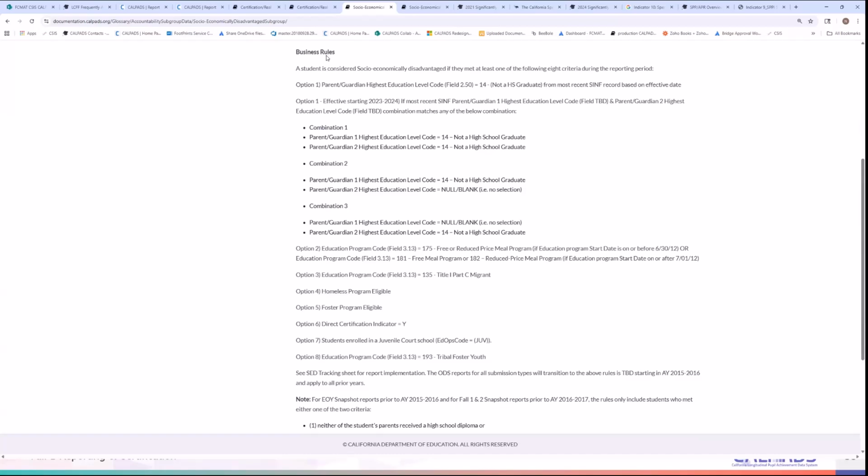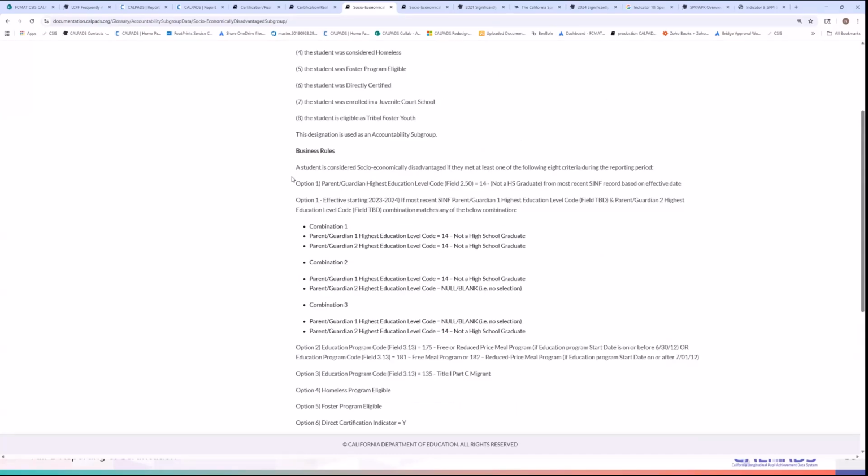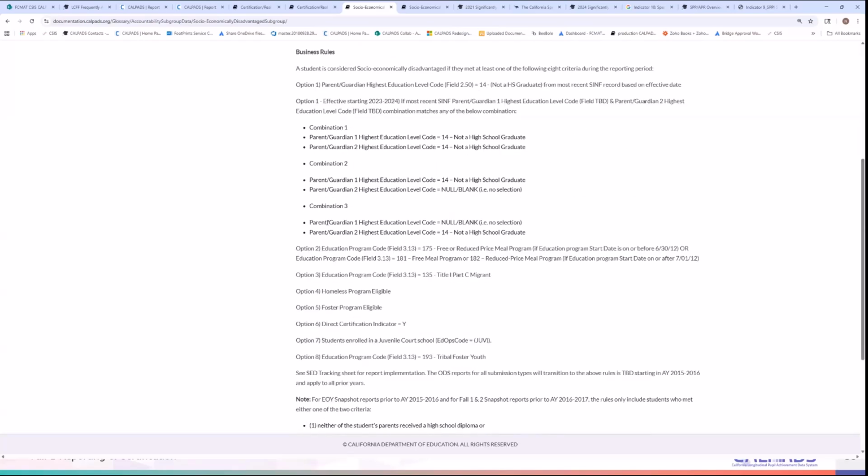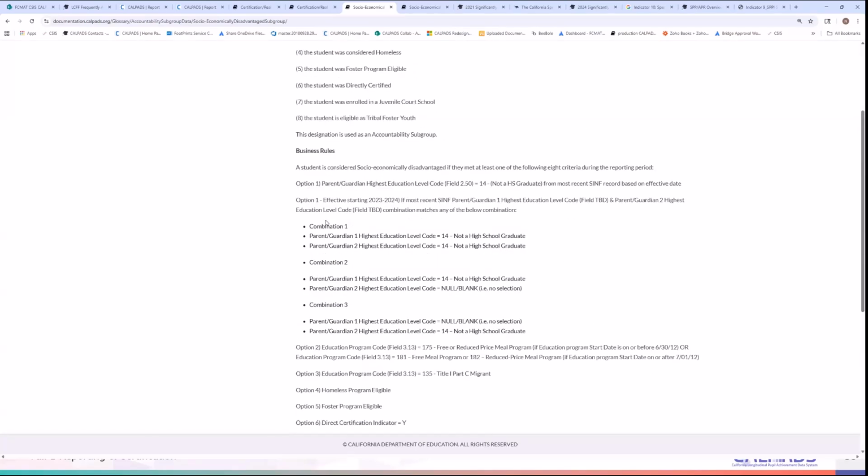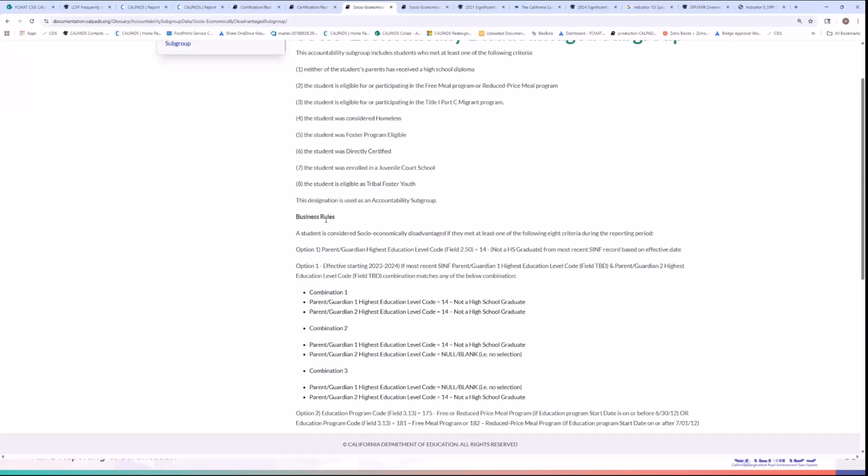So you can see business rules. Here is the current calculation and different combinations of scenarios which will include a student solely based on their parent ed level as a socioeconomically disadvantaged student. And so this is the type of information that you can find in the report mapping guides. And this is one of the reasons why the CalPADS user manual is so valuable, right?